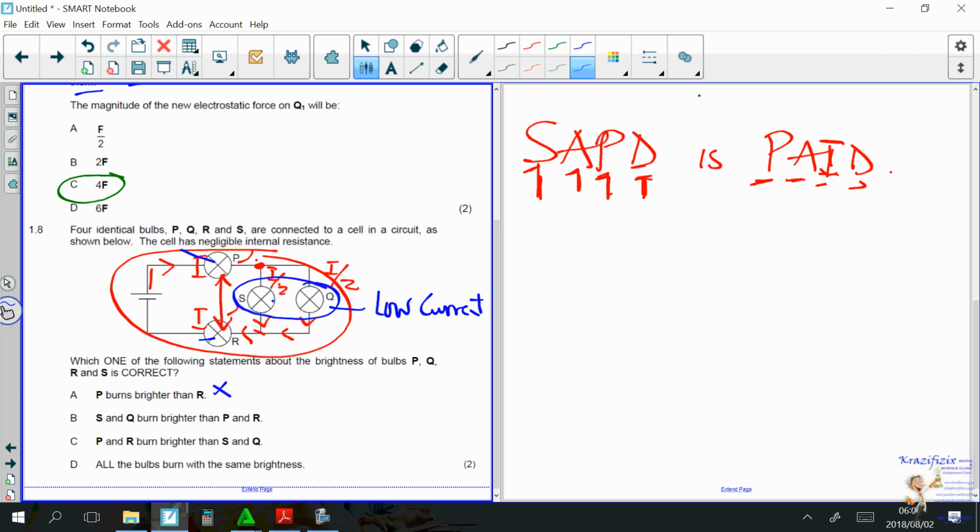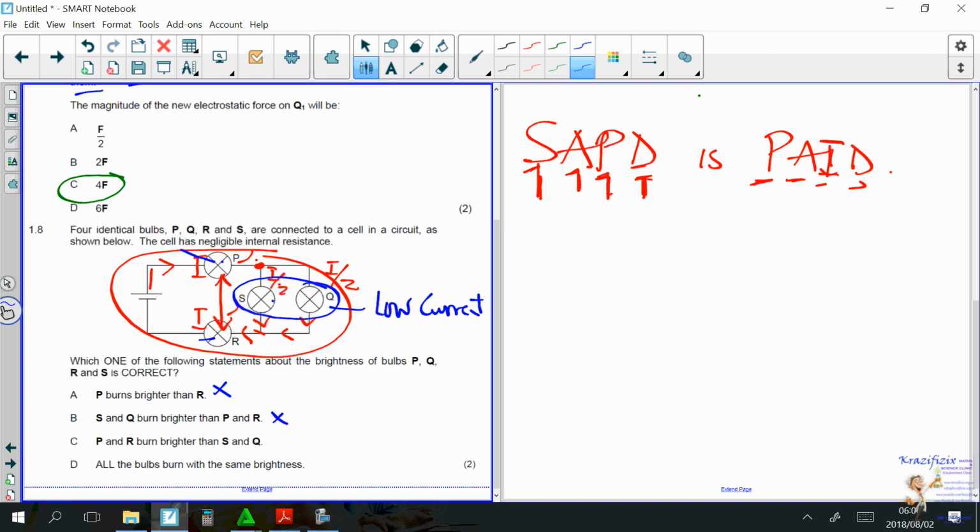That's not true because they have the same current, the same potential difference. S and Q will burn brighter. That's not true because our current there is actually divided, all right? And the potential difference also has a play.